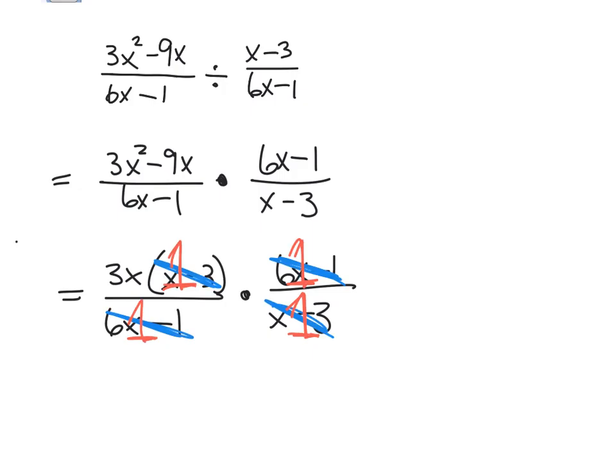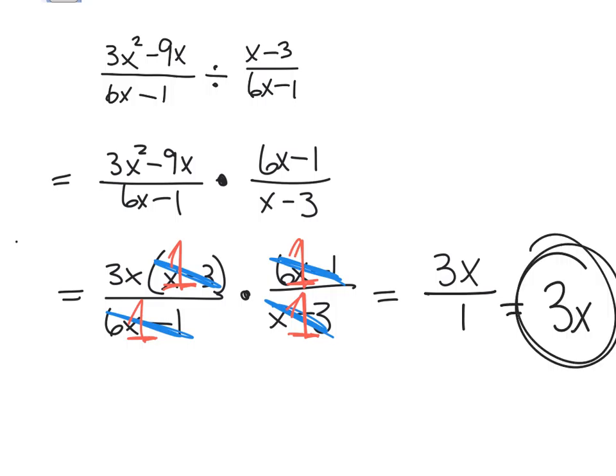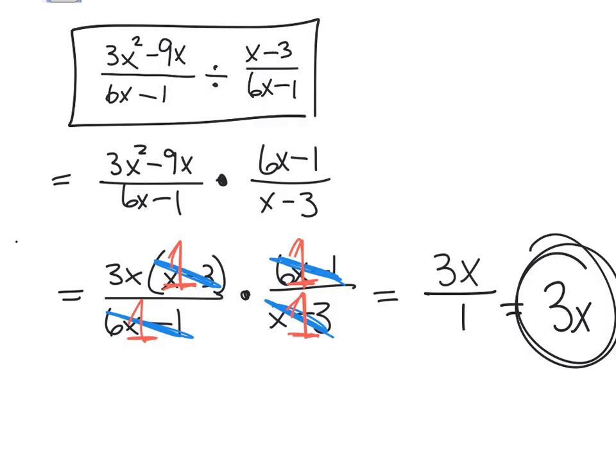So what do we end up with? Well, in the top, you get 3x times 1 times 1. So the numerator just is 3x. And then the denominator, you get 1 times 1, which is 1. So really, our answer is 3x. So this huge expression right here is equal to 3x.